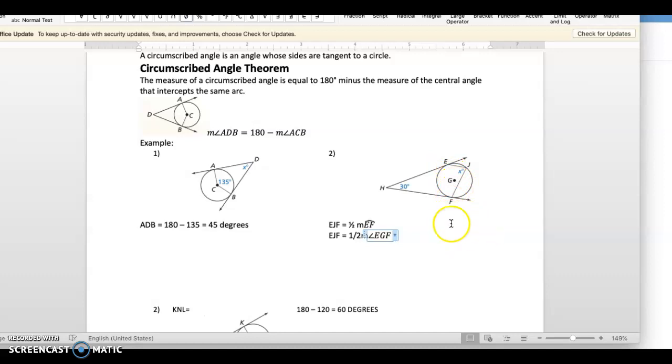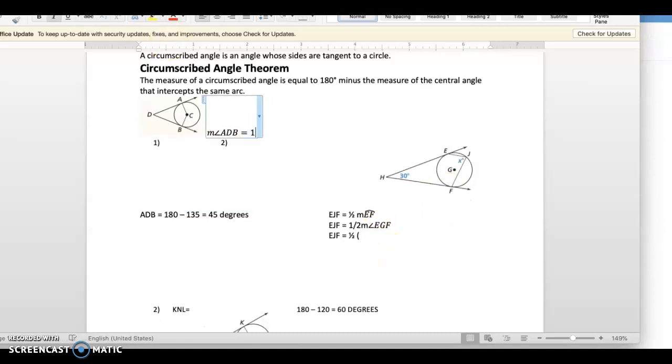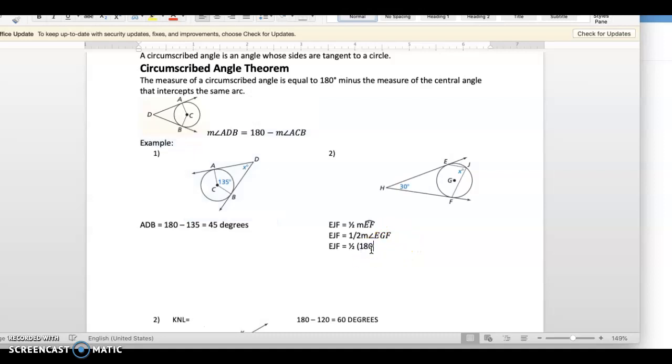Then I can keep simplifying because I know how to find that measure from the central angle using this circumscribed angle theorem. So EJF is really equal to 1/2 of 180 minus EHF. Remember, they're interchangeable, using the central angle or not, because they both add up to 180 anyways.